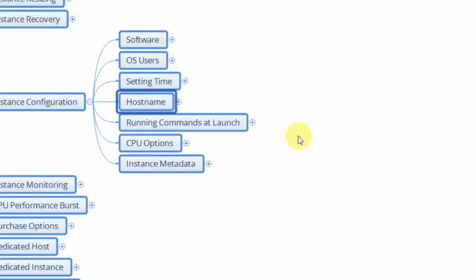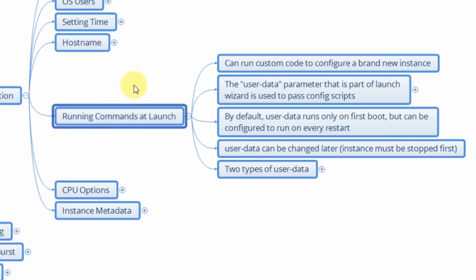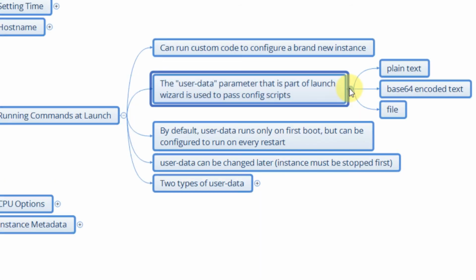The other configuration thing to consider when you launch an instance is to initialize the instance and do software installation, configuration, and so on. EC2 allows you to run custom code to configure a brand new instance. But how do you specify this code? One of the launch parameters is what is called the user data parameter. It's part of the launch wizard, and it's also part of a launch configuration or launch template. This is the parameter you can use to specify the commands that must run at launch.